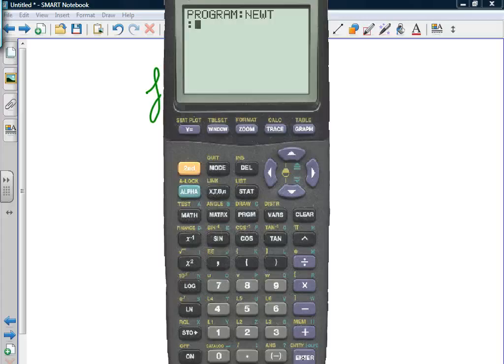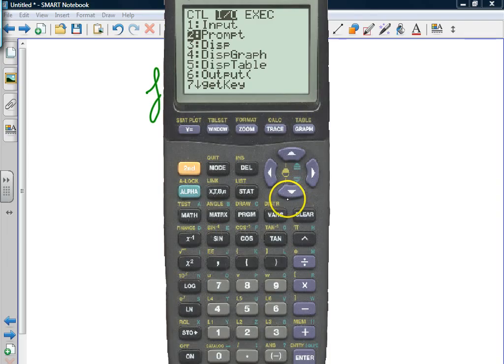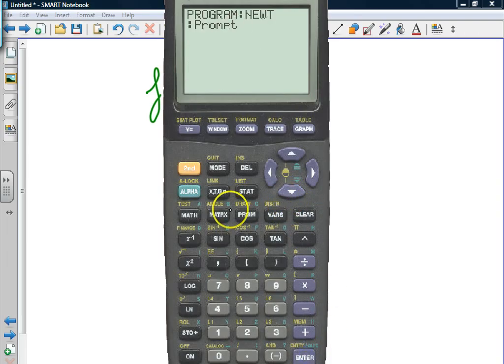So I'm going to hit program again, but now it gives you a menu of BASIC commands. There are control functions, I/O (input-output) functions, and other stuff. I want to do input, but I'm going to use this one, prompt, because it's easy to use, okay? So I'm going to prompt the user for alpha G, the guess.